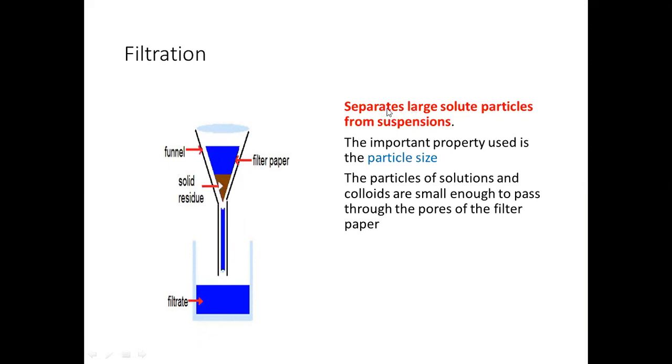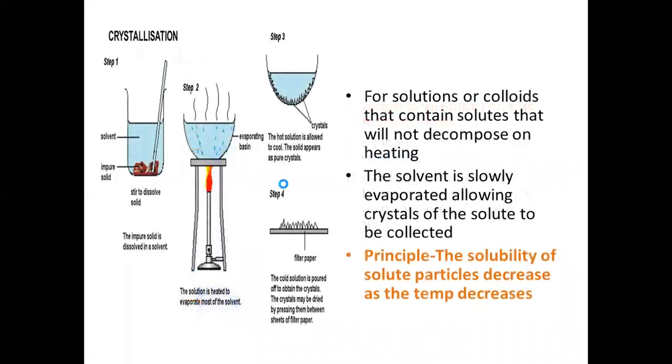Now, the principle is that this separates our large solute particles from suspension, so we filter suspensions. The important property that we have used to separate this mixture is the particle size. The particles of solutions and colloids would be too small, and they would be able to pass through the pores of the filter paper. So we do not try to filter a solution or a colloid, we usually filter suspensions.